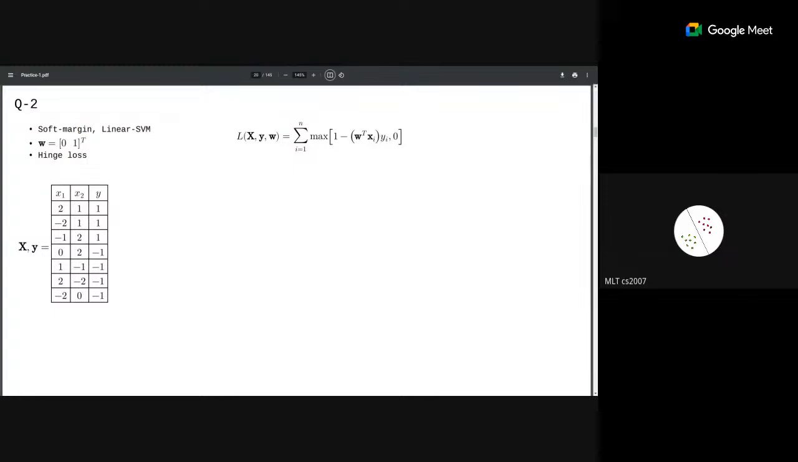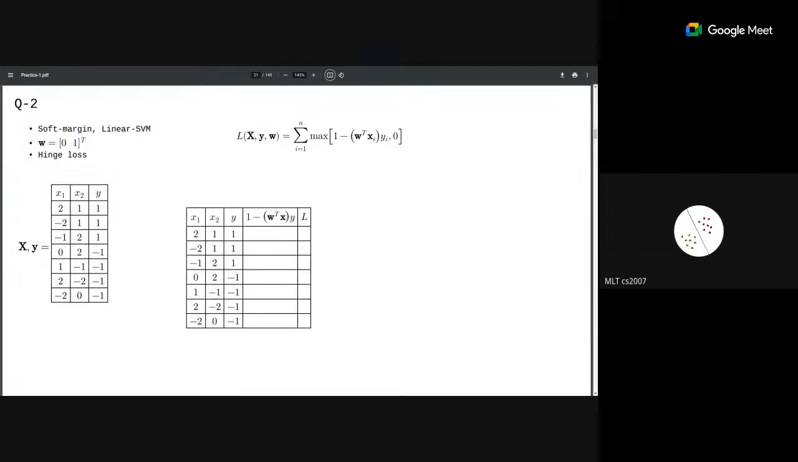So it is summation 1 to n of max of 0 or 1 minus W transpose Xi Yi, right? Whichever of these two is the maximum, you just replace that with this expression and sum it across all the n data points. So it's a very quick computational exercise, so let's go ahead and do it. I have just replaced this table here with this one. Now, can someone just fill in these values? What is it going to be?